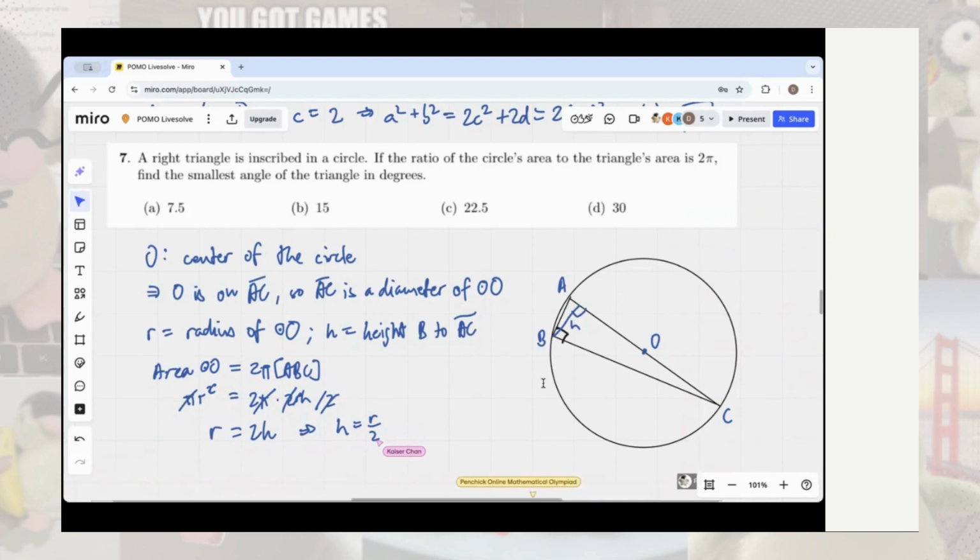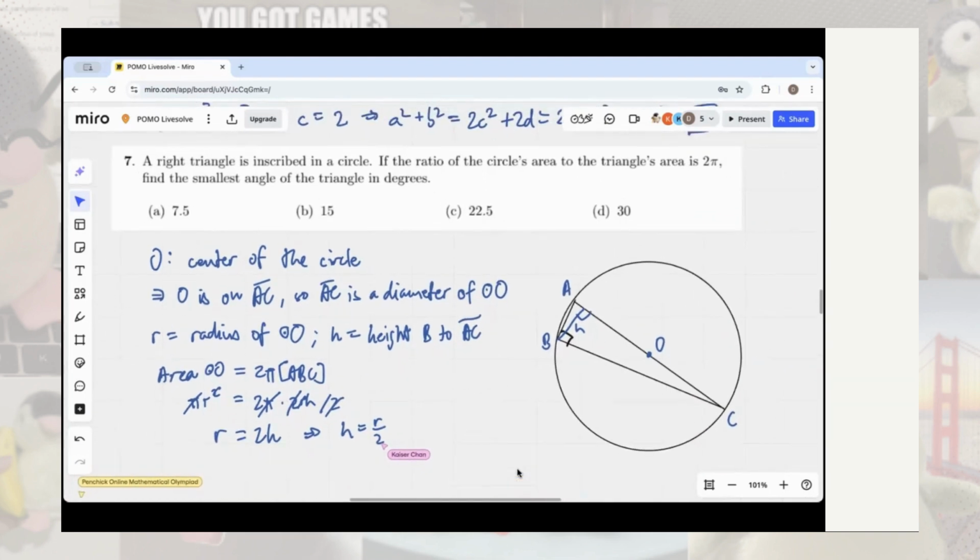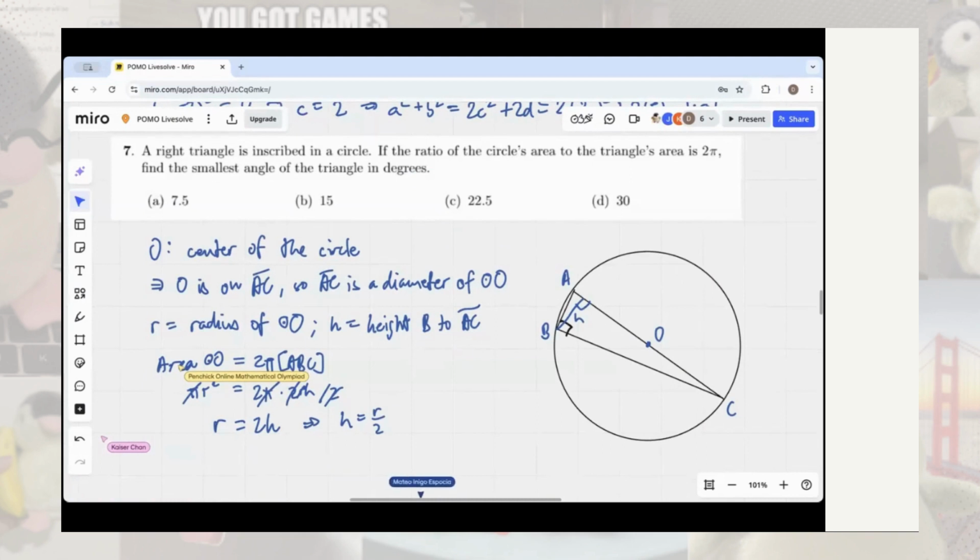Going back, if we let O be the center and D be the midpoint of arc AC containing B, basically we want these two to be equal, and then we position D here. Since H equals R over 2, that will mean that B must lie on the perpendicular bisector of DO.